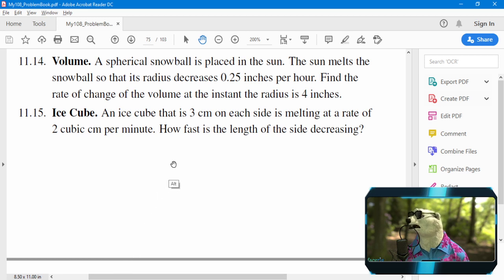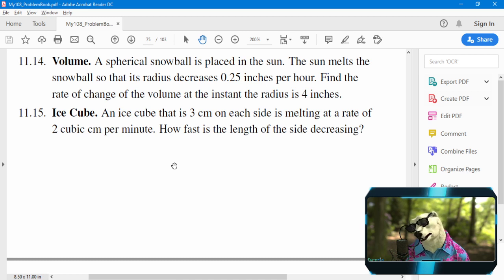It's another volume one. A spherical snowball is placed in the sun. The sun melts the snowball so that its radius decreases at 0.25 inches per hour. Find the rate of change of the volume at the instant the radius is 4 inches.